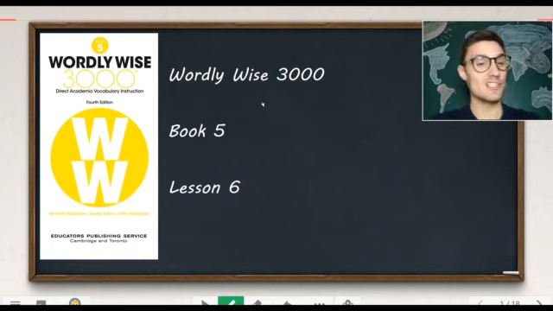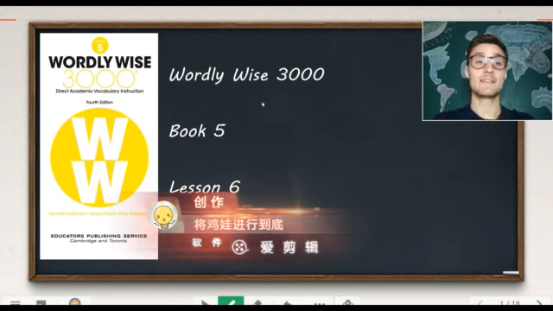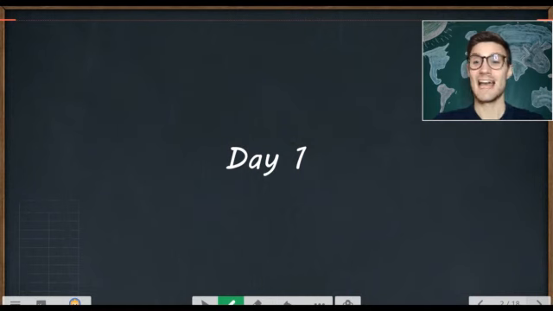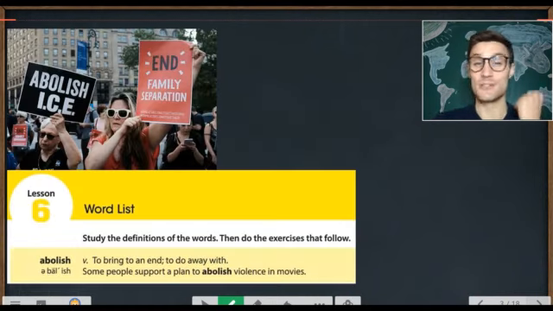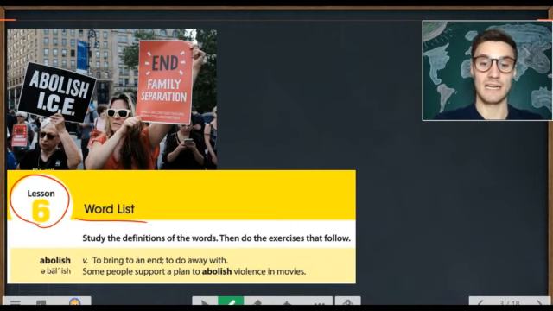Today, let's start with Lesson 6. What you will need for this lesson is your Wordly Wise Book 5 and Lesson 6's word list. Let's get started with Day 1. In today's lesson, we will look at and say the words from Lesson 6. You will need this word list.